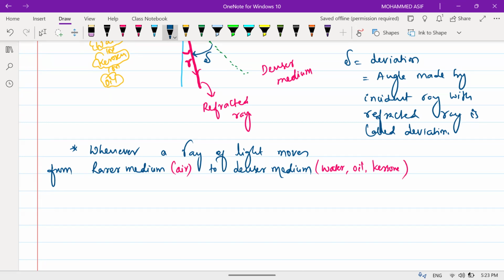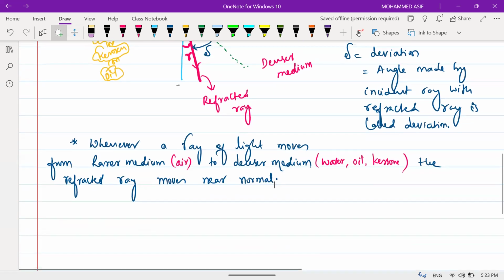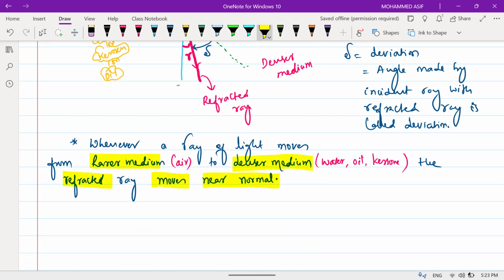So whenever a ray of light moves from the rarer medium to the denser medium, the refracted ray moves near the normal. See the diagram? This refracted ray is bending towards the normal or not? It is very near to this blue line or not? So it is bending like this, very near to the normal. Whenever a ray of light is moving from the rarer medium to the denser medium, the refracted ray will move near the normal. Am I clear with this point, everyone?